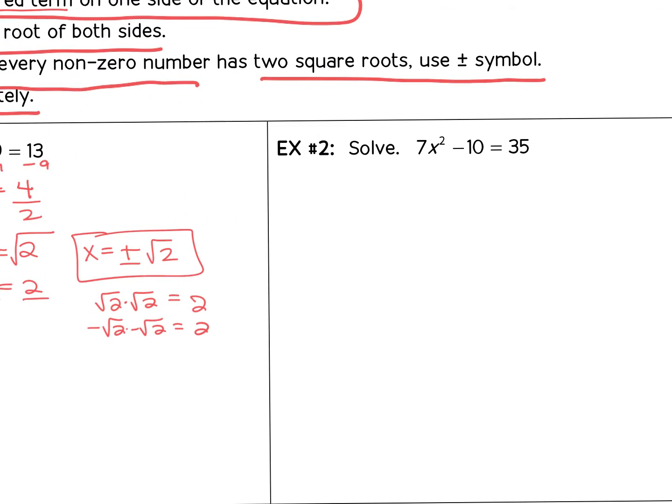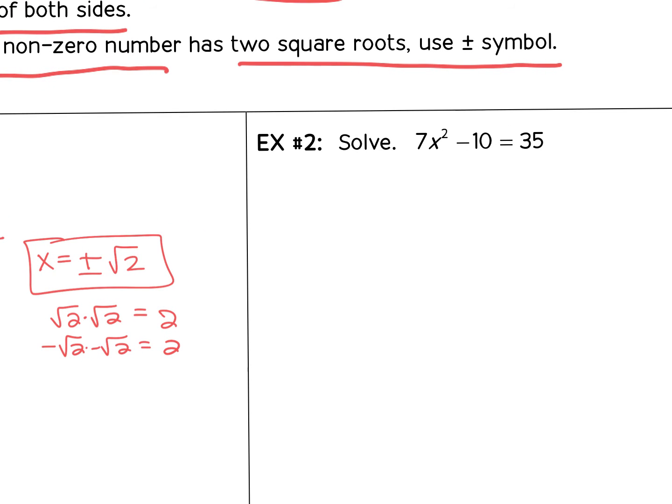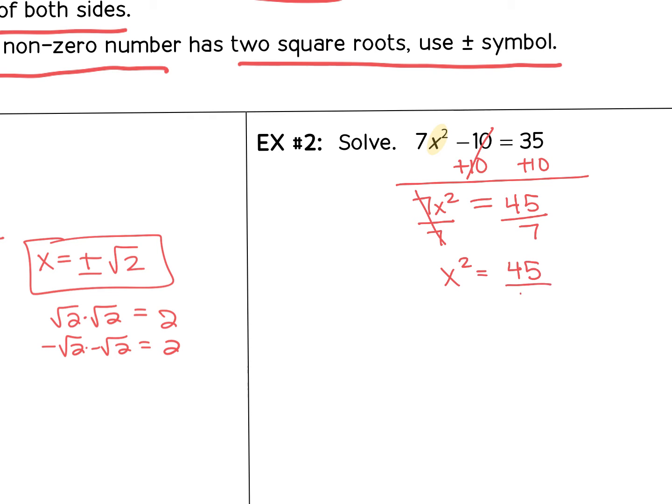All right, in example 2, we have to get the squared term by itself. So I'm going to go ahead and add 10 to both sides. I get 7x squared. The 10s are canceling out there. 35 plus 10 on the other side is 45. I'm going to divide by 7 here on both sides. And I get x squared equals 45 over 7.